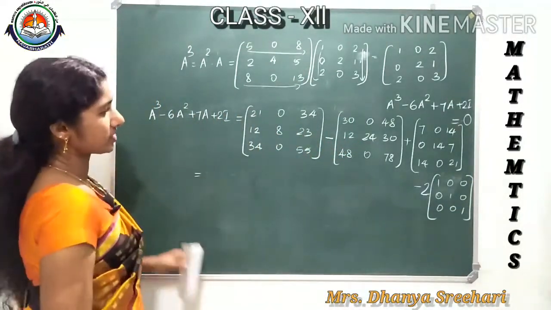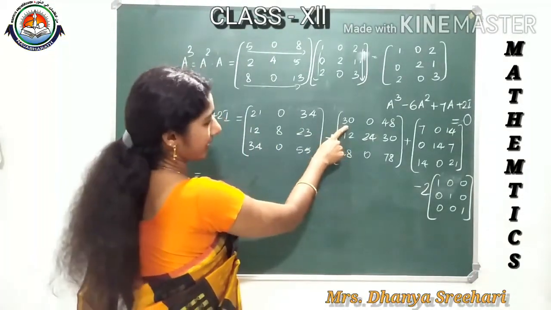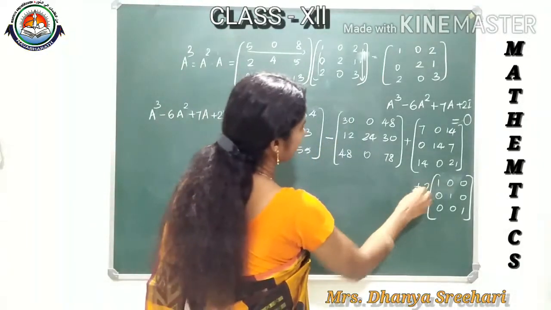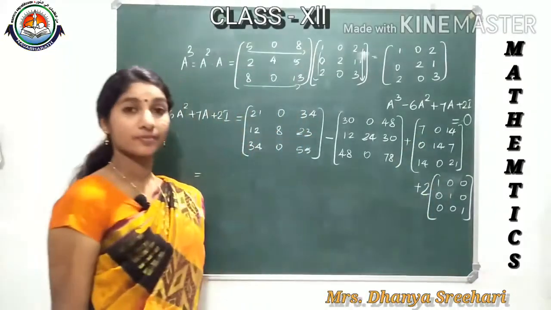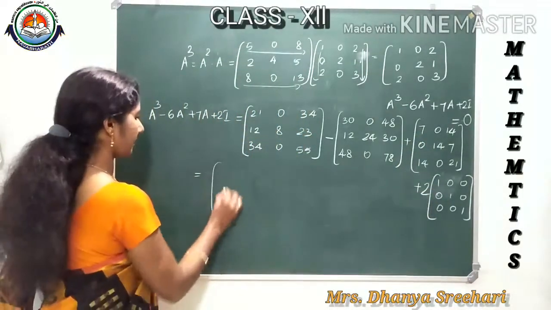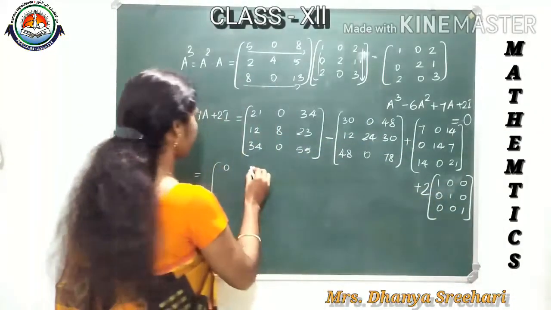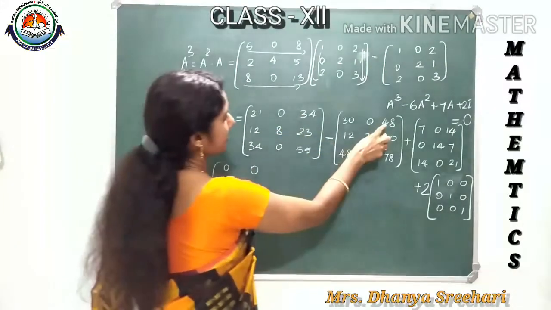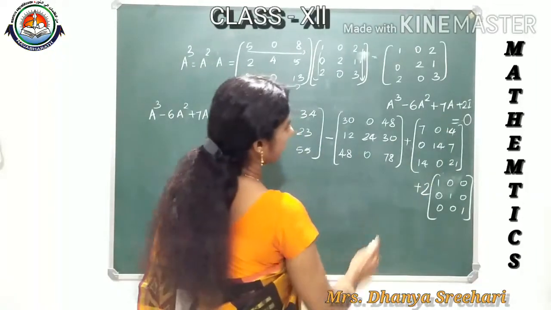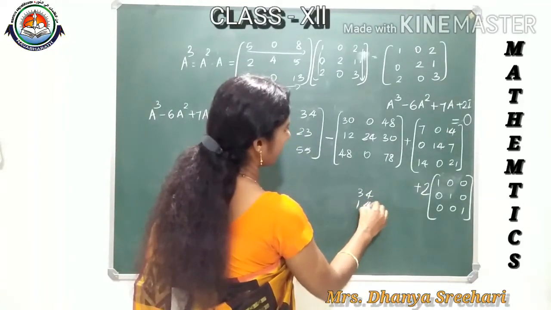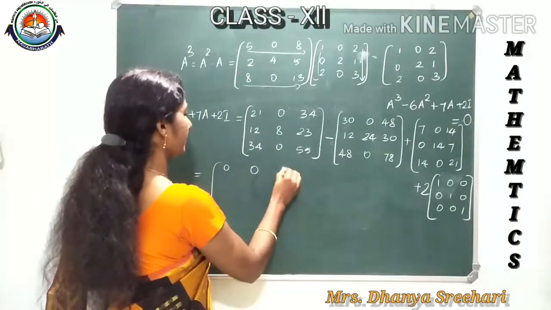Then it is equal to first element 21 minus 30 is minus 9. Here it is plus. Minus 9 plus 7 is minus 2. Minus 2 plus 2, that is 0. So we are getting first element 0. 0 minus 0 plus 0 plus 0. Answer is 0. 34 minus 48, or we can add the positives, 34 plus 14, 34 plus 14 plus 0, 48. 48 minus 48, we are getting the third element also 0.